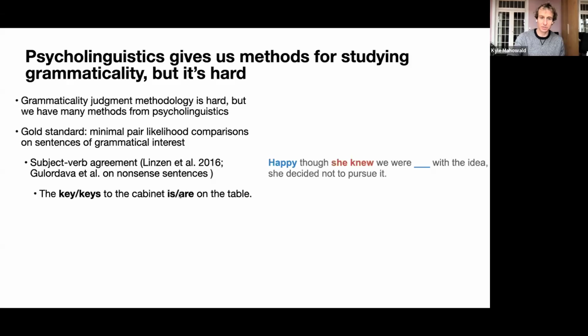And then when you get to the verb, look back to that subject to know how to do the agreement. And then filler gap dependencies, right?